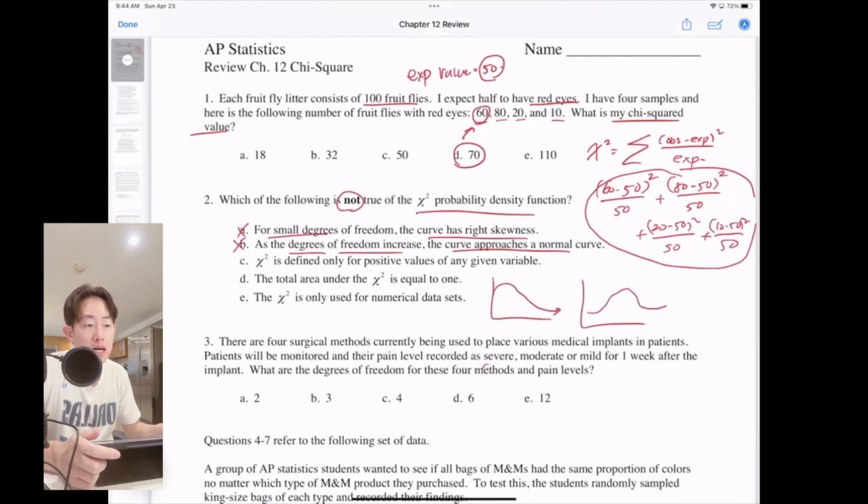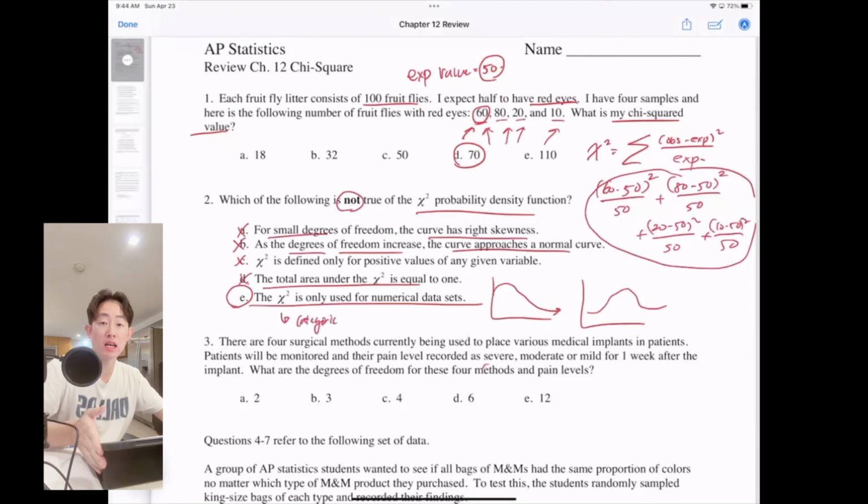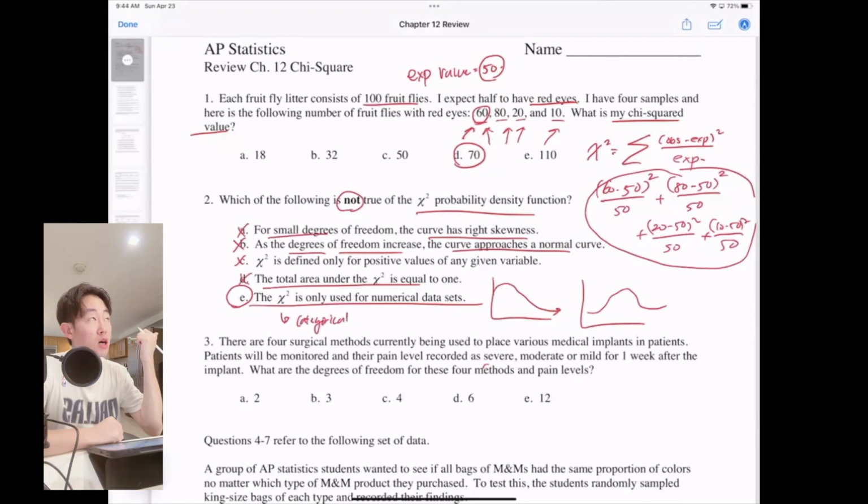Chi-squared is defined only for positive values of any given variable. Every single time when you do get the counts for these, they are all going to be positive values. So yes, that's absolutely going to be true. The total area of any distribution is always going to be equal to 1. So the only answer that's left is E. Remember that the chi-squared value can also be used for categorical data, tests for goodness of fit, homogeneity, as well as independence, and they could potentially be categorical variables.